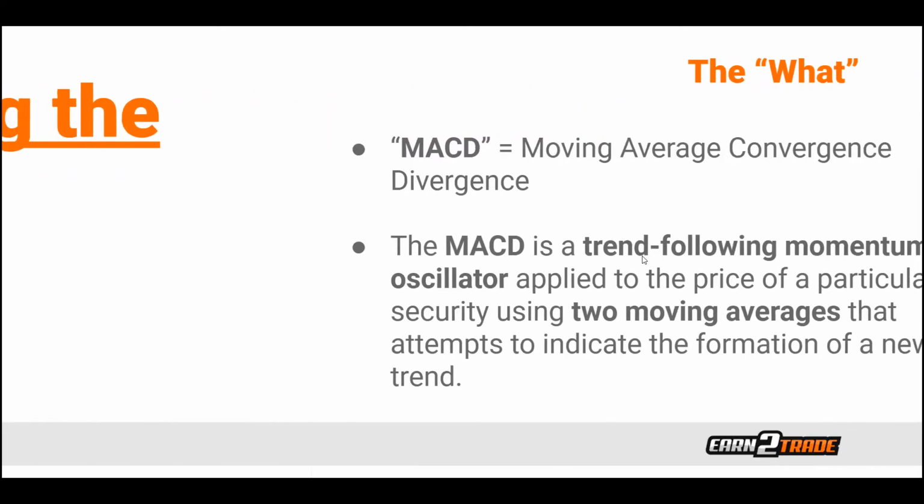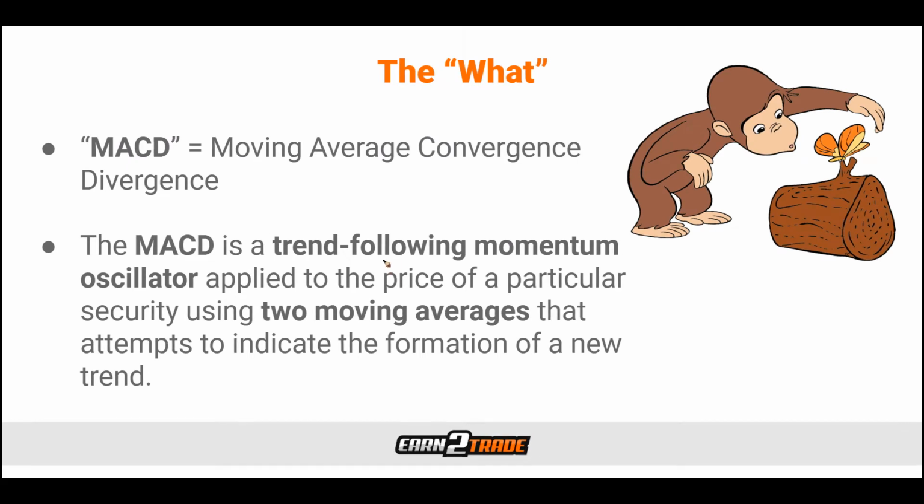Now, it is also something that applies to moving averages that attempts to indicate the formation of new trends with the oscillations as well as the crossing over of each other of the two moving averages. That's what the MACD is in a nutshell. It was developed by Gerald Appel in the late 1970s, and over time, the indicator has established itself as one of the simplest and most effective technical analysis tools when used correctly.